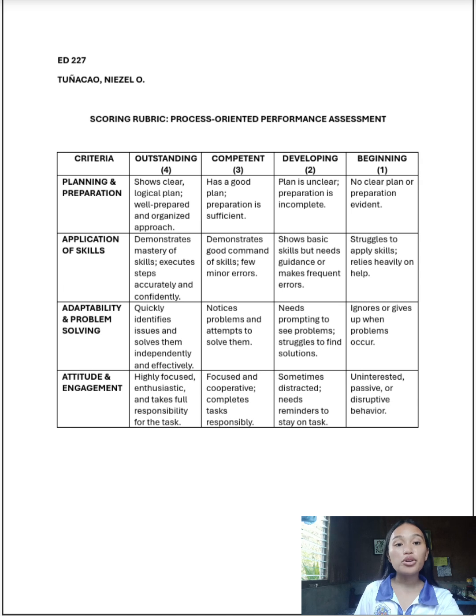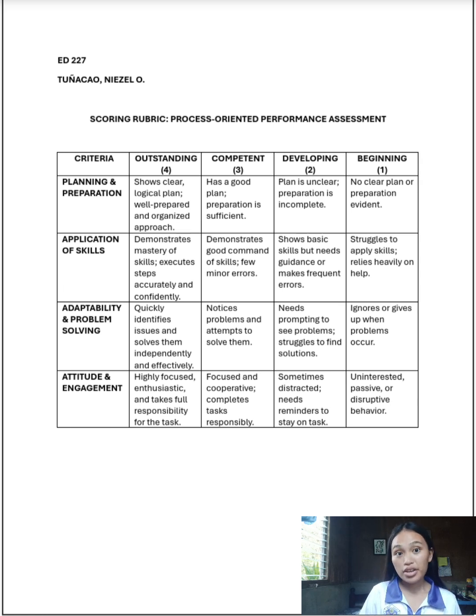And now for the rubric, let me introduce the rubric that I have created. As you can see, I chose an analytic rubric because it allows me to break down the performance into specific areas rather than just giving one score. So here is how it works. As you can see, in the criteria we have outstanding, competent, developing, and beginning.